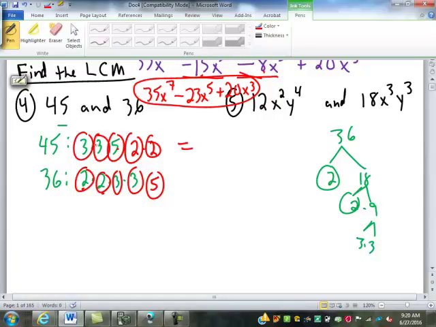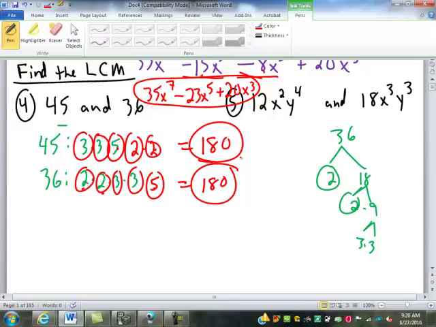So now this is 3 times 3 is 9, times 5 is 45, times 2 is 90, times 2 is 180. Here, 2 times 2 is 4, times 3 is 12, times 3 is 36, times 5 is 180. The LCM is 180.